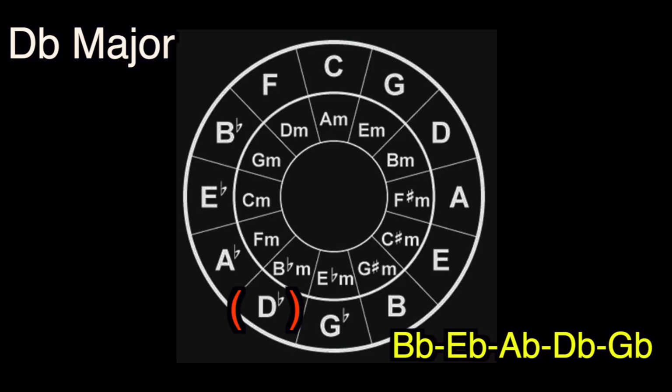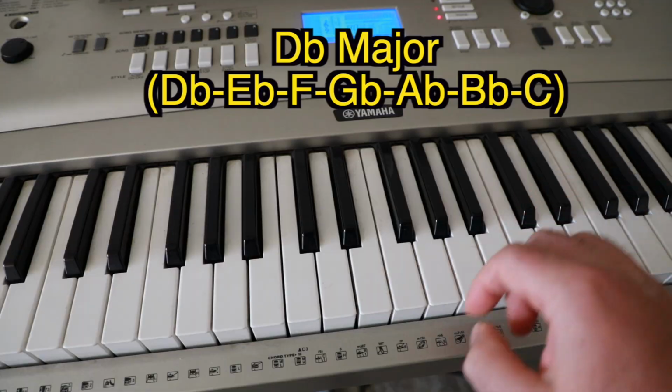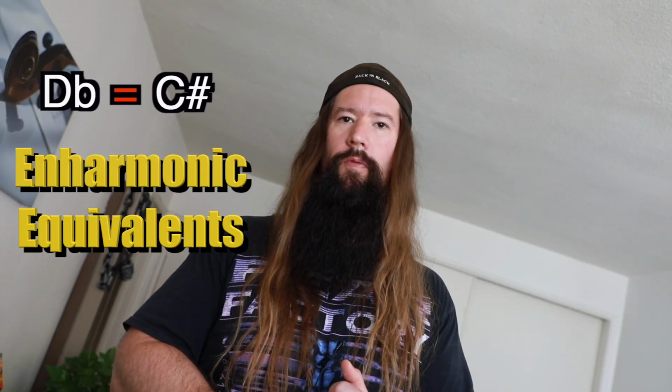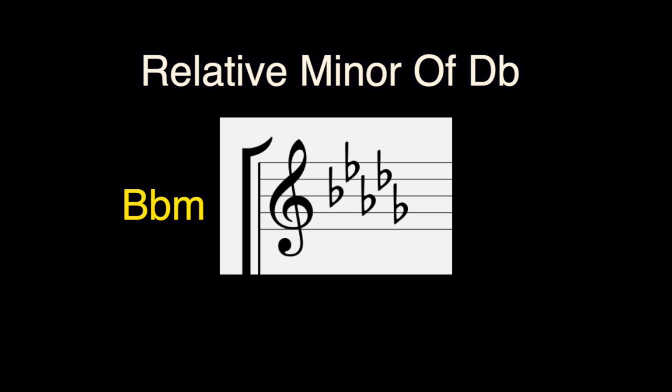D flat contains 5 flats: B flat, E flat, A flat, D flat, and G flat. Now this key is enharmonically equivalent to C sharp major, meaning it shares the same notes just labeled with flats instead of sharps. The relative minor is B flat minor.